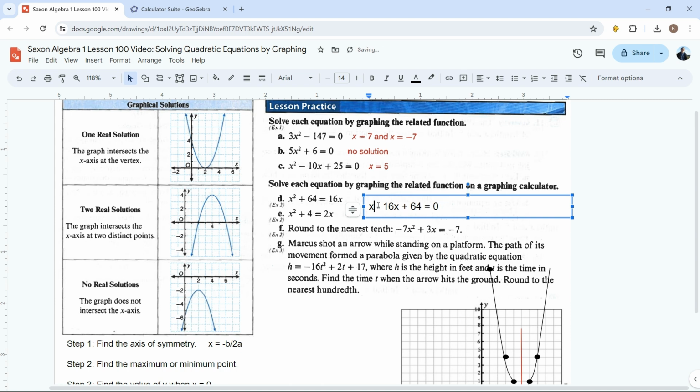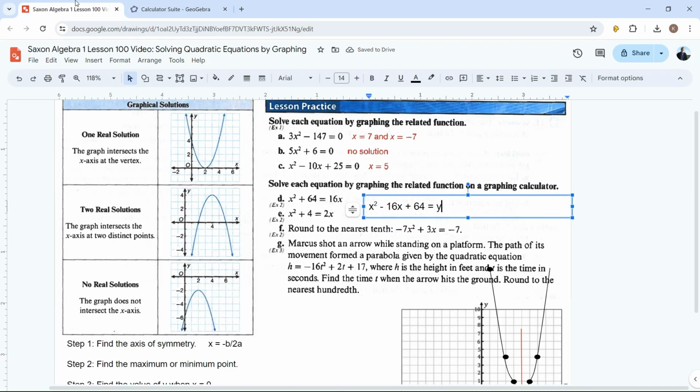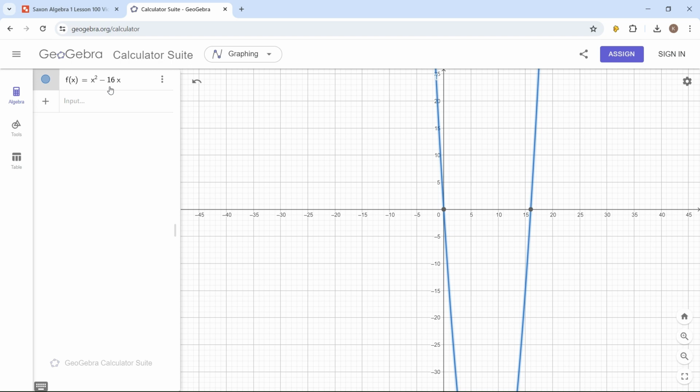And when I actually put this into the graphing calculator, I'm going to say that this equals y. So x squared minus 16x plus 64. Let's see what that gives me. X squared minus 16x plus, and let me see what it was, 64? 64. So we're going to do plus 64. And it already says that that equals f of x, so that's perfect.